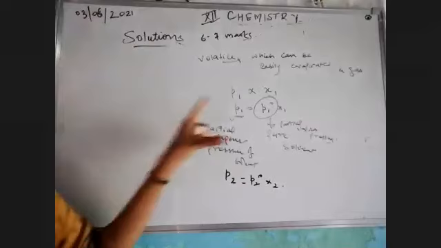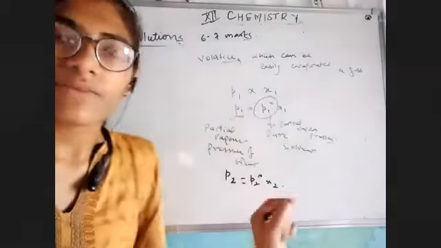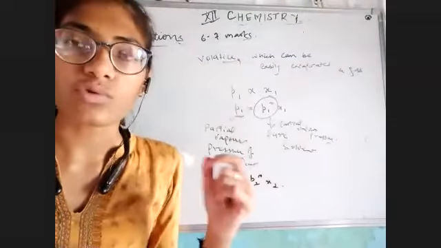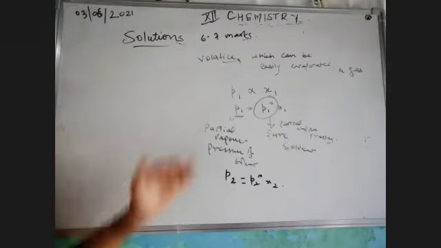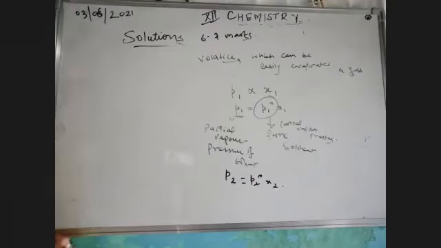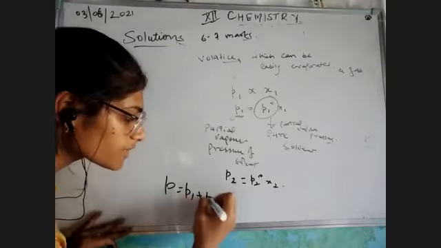Clear? We have the two different components, P1 and P2. That means we have two different solutes, two different components. Now, what happens if we want to arrange them? We need to get the total vapor pressure, that is P, which equals P1 plus P2.